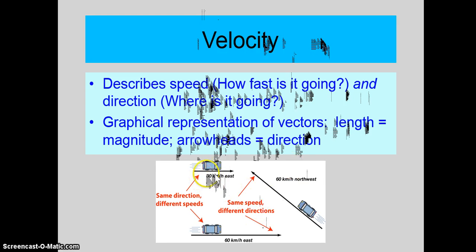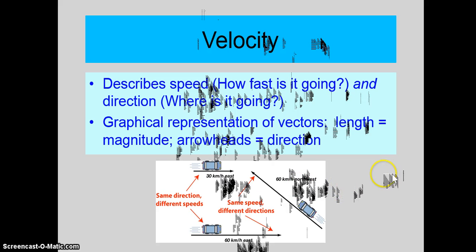So this car here would be traveling 30 kilometers per hour to the east. This one is going twice as fast but in the same direction. And this one is going the same speed as the one down here, but it's traveling in a different direction. So both of them have the same speed, that is 60 kilometers per hour, but different directions.